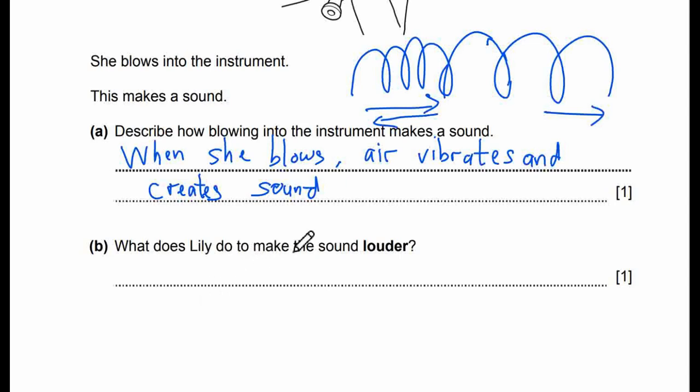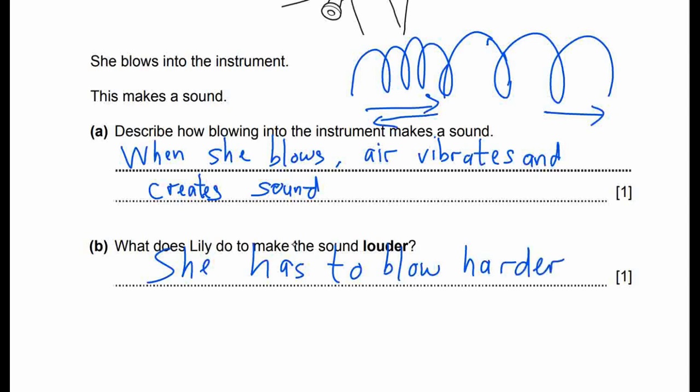Okay. What does Lily do to make the sound louder? To make the sound louder, Lily has to blow harder.